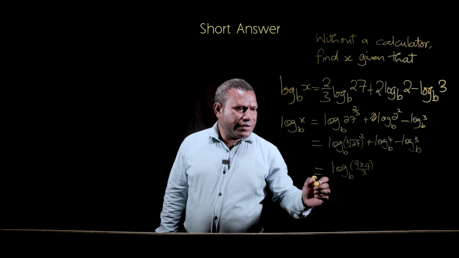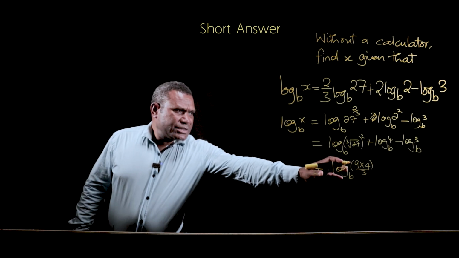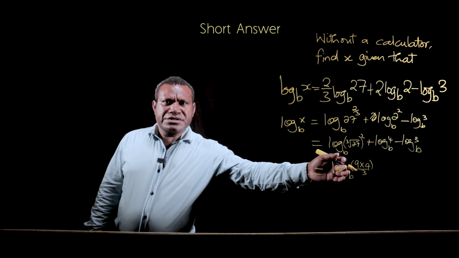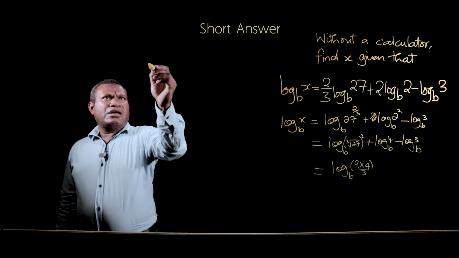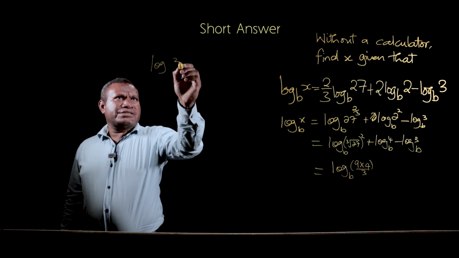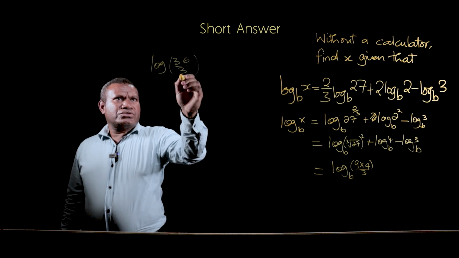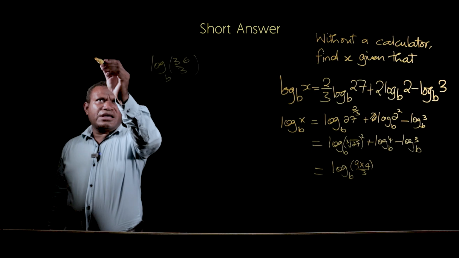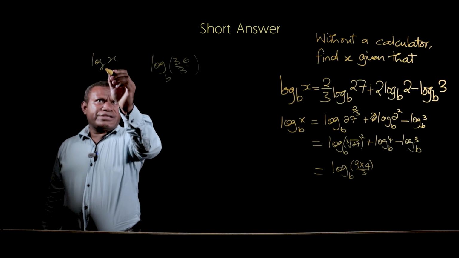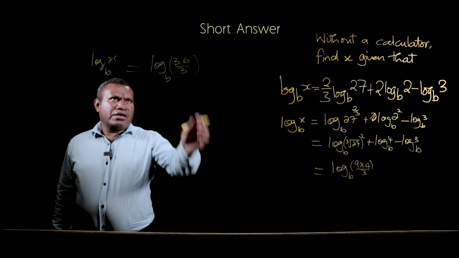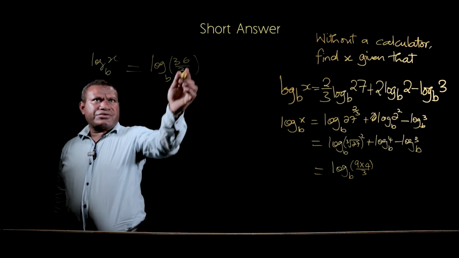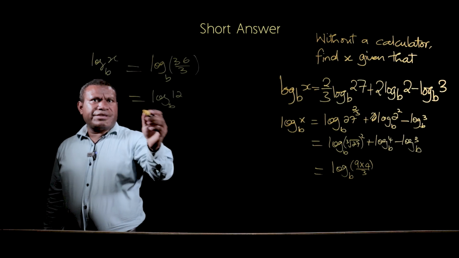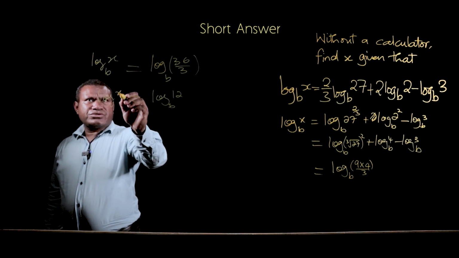To base b. So what we have done is we have now simplified the right-hand side to be an expression of a single log. So we have log of 36 divided by 3 to base b. Take note the left-hand side is still a log of x to base b. So 36 divided by 3 is actually 12, to base b.